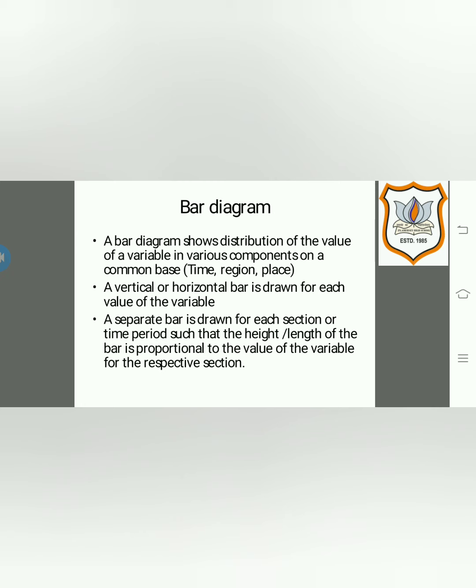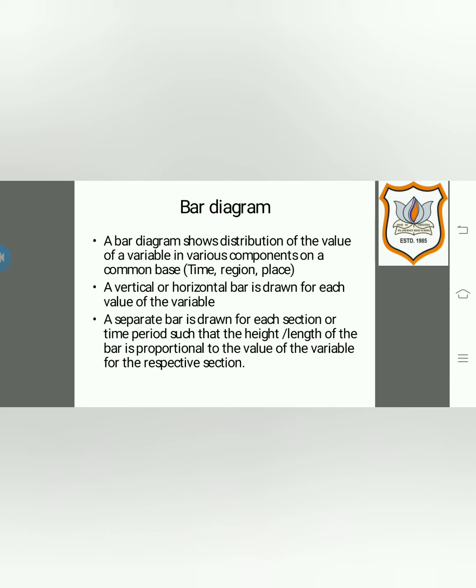Bar diagram. A bar diagram shows distribution of the value of a variable and its various components on a common base. Base means it may be time, region or place. It means that when a variable or the various components of a variable which are spread over various regions or years are shown by means of preparing bars, then a bar diagram is obtained.